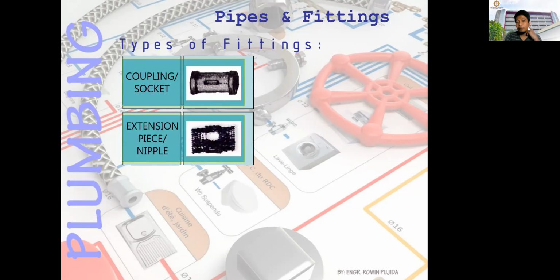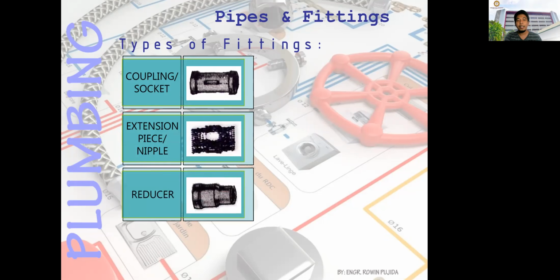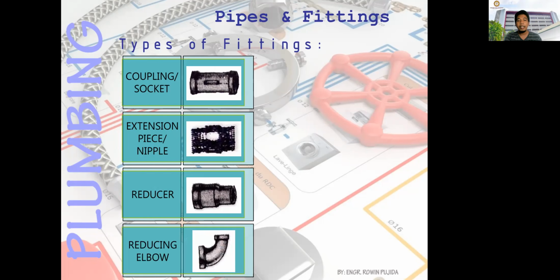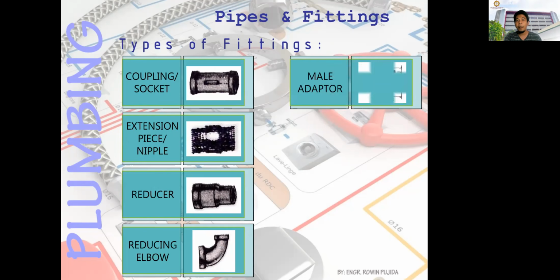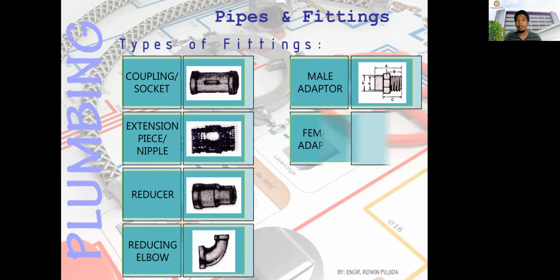Next, you have the extension pipe or the nipple. This is usually found in the extension from your faucet in the toilet and bathroom. And then the reducer. So they just reduce the diameter of the pipe from one end to the other. And then you have the reducing elbow. So there are 45 and 90 degree elbows for drainage lines. And then for water line, they don't have the 45-degree elbow. Then you have the male adapter. So male adapter, if you have the other end of the pipes to be plugged, you can use the male adapter. Same with the female adapter. Okay.